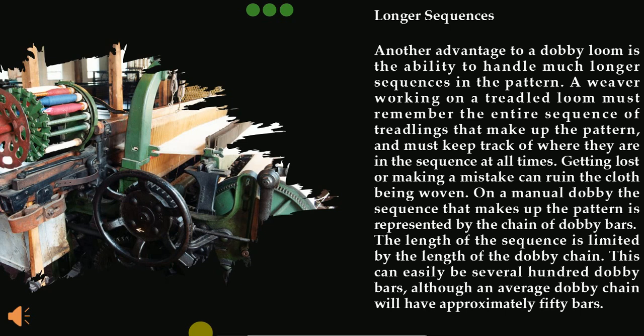On a manual dobby, the sequence that makes up the pattern is represented by the chain of dobby bars. The length of the sequence is limited by the length of the dobby chain. This can easily be several hundred dobby bars, although an average dobby chain will have approximately 50 bars.